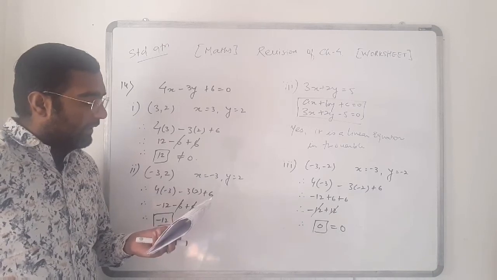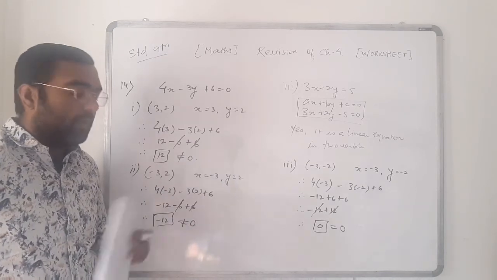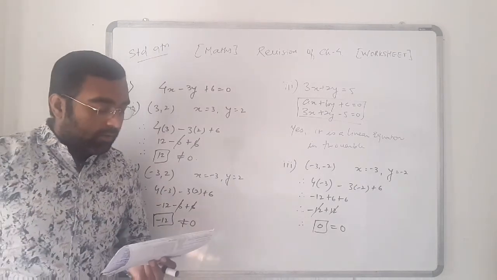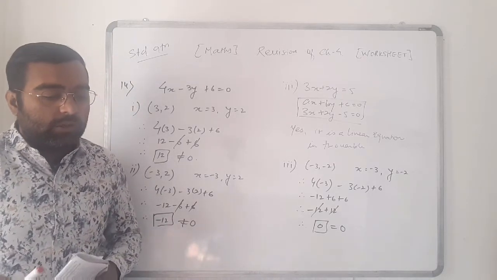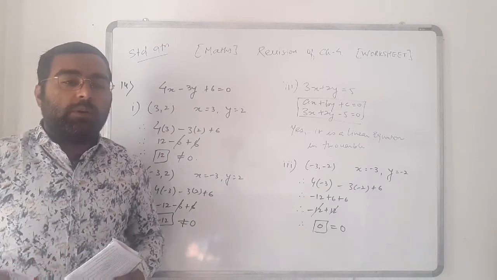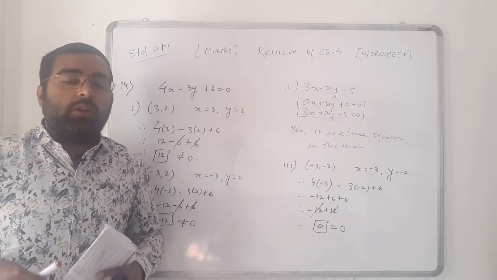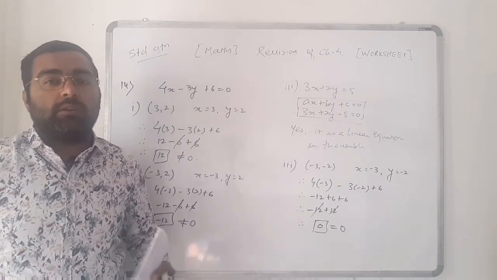Question number 17: how many solutions does a linear equation in two variables x and y have? So here if we take a linear equation in two variables, and we take only one equation here, then there are infinitely many solutions of x and y.